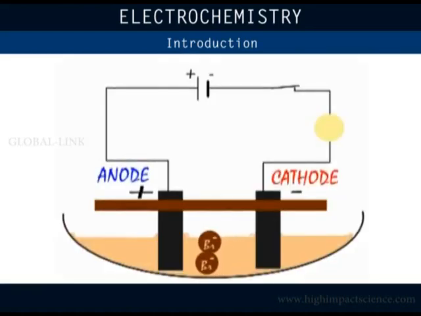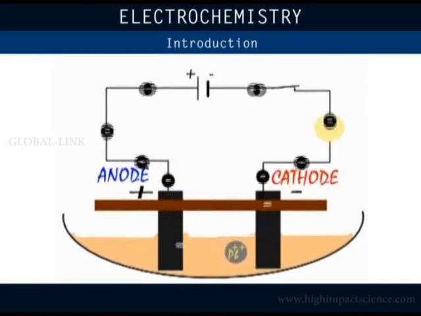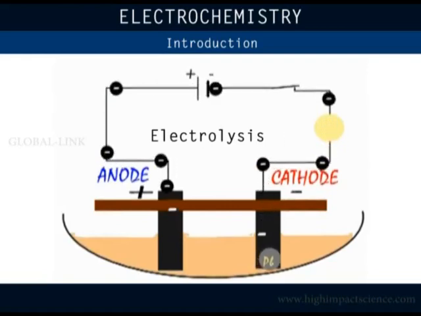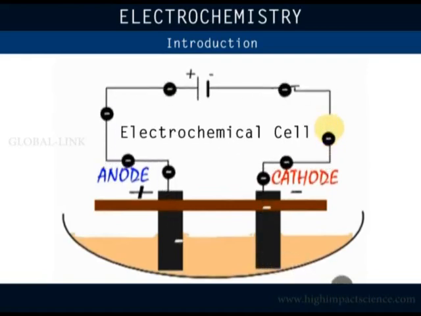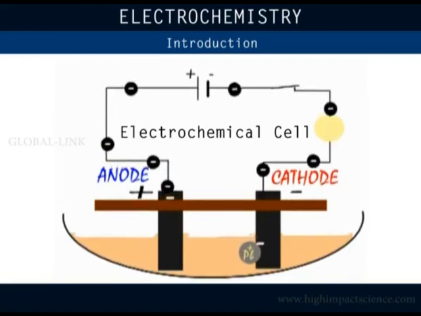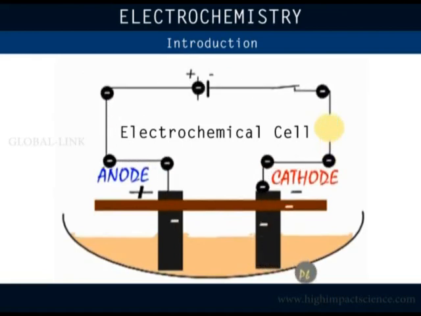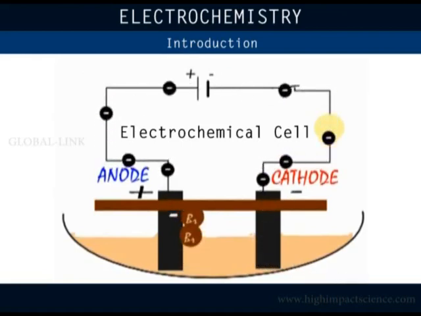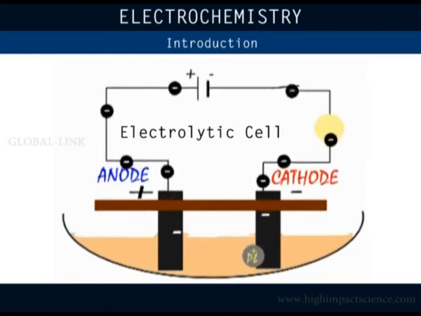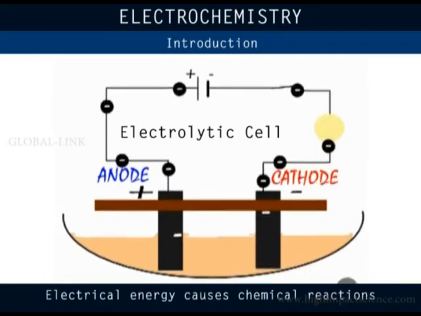We also said that in the course of conducting current, the ionic compounds are decomposed, and we called this process electrolysis. This kind of setup is called an electrochemical cell. In this cell, the battery supplies electrical energy, which causes electric current to flow through the circuit. This kind of electrochemical cell is called an electrolytic cell. Therefore, in an electrolytic cell, electrical energy causes chemical reactions.